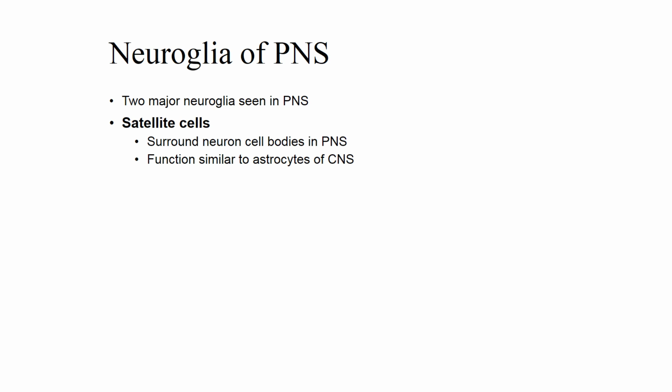What about the peripheral nerves? What are the neuroglial cells of the peripheral nervous system? Well, there's only two of them. And the first one is your satellite cells. They surround neuronal cell bodies in the peripheral nervous system. Their function is very similar to the astrocyte of the central nervous system.